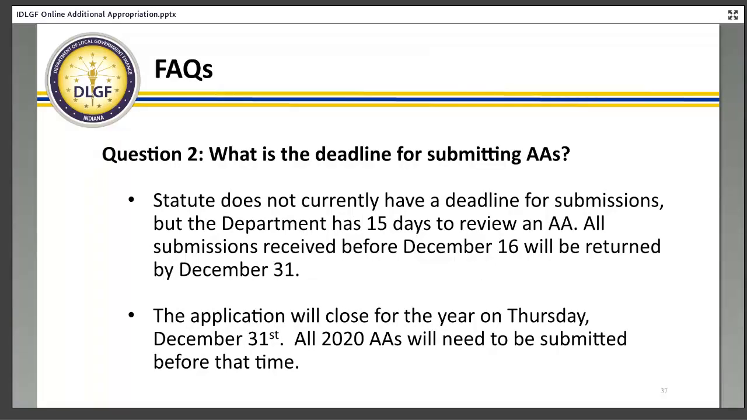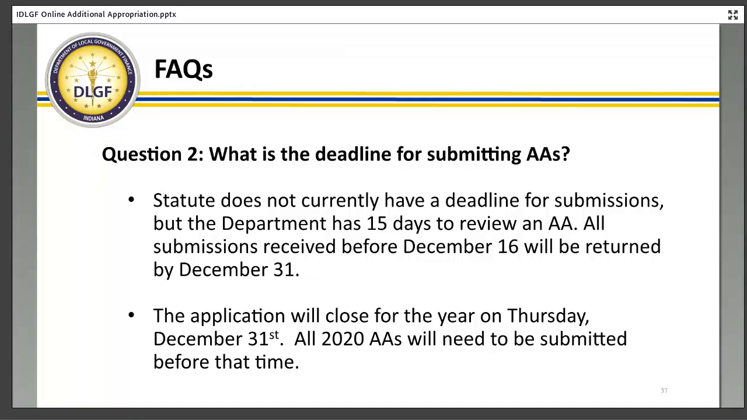The second question comes up pretty frequently: what is the deadline for submitting additional appropriations? And that is a hard question to answer, largely because statute doesn't have a deadline for submitting additional appropriations. What it does outline is that the department has 15 days to review an additional appropriation and respond to the unit as to whether or not that additional appropriation is approved or denied. The department has interpreted that to mean that any and all submissions received before December 16th of the year would give the department the 15 days that we have to review and approve that additional appropriation.